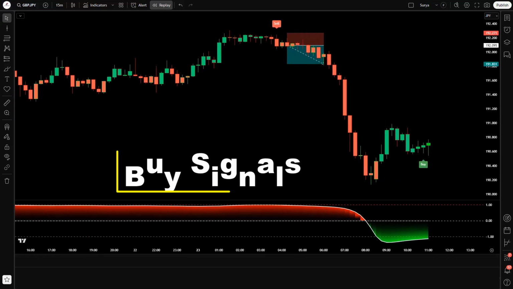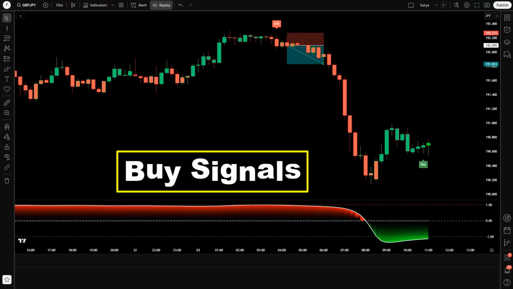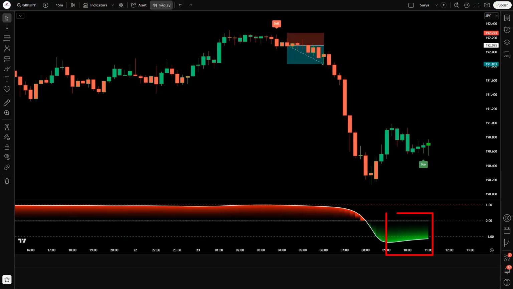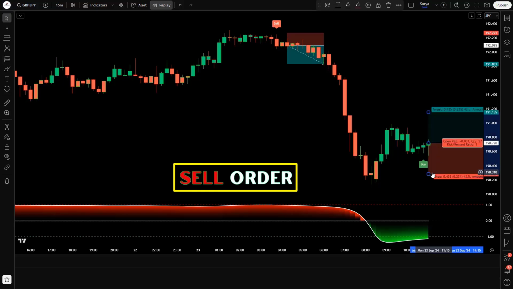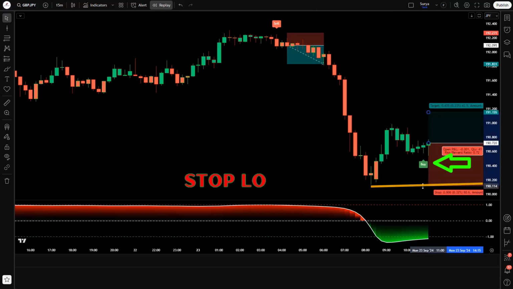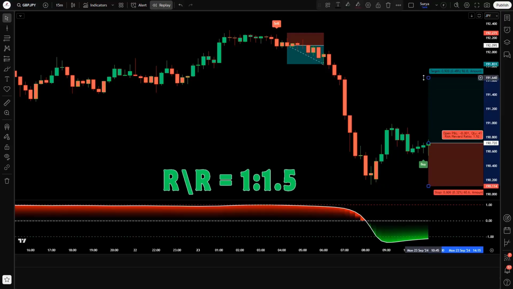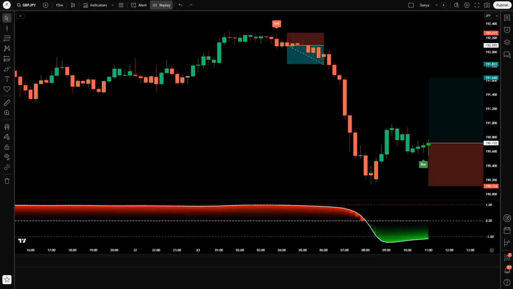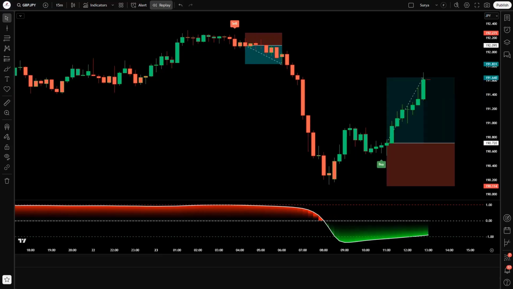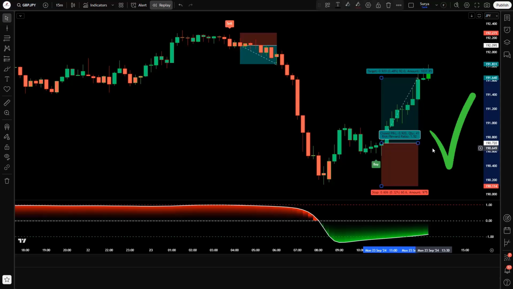When the Smart Forex buy sell signal indicator has given a buy signal, the Corona Trend Flex Oscillator indicator has created a green area, and the market creates a bullish candle, so all these conditions are met, then we have to take a buy order. Our stop loss should be placed at the previous low of the market, and the risk-reward ratio will be 1:1.5. Let's see what happens to our trade. We have won the trade.